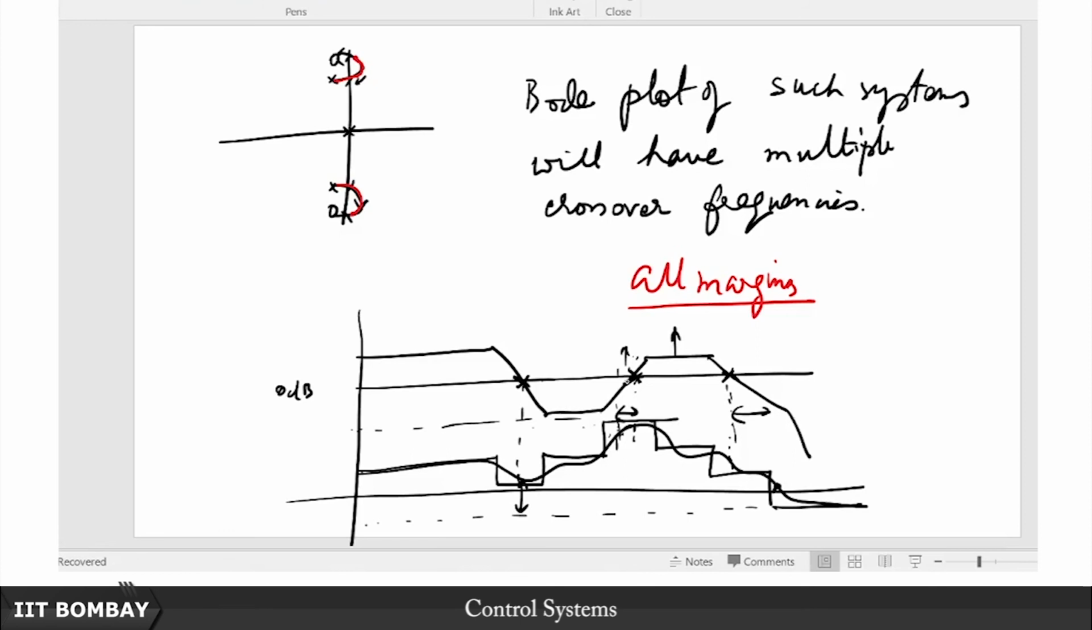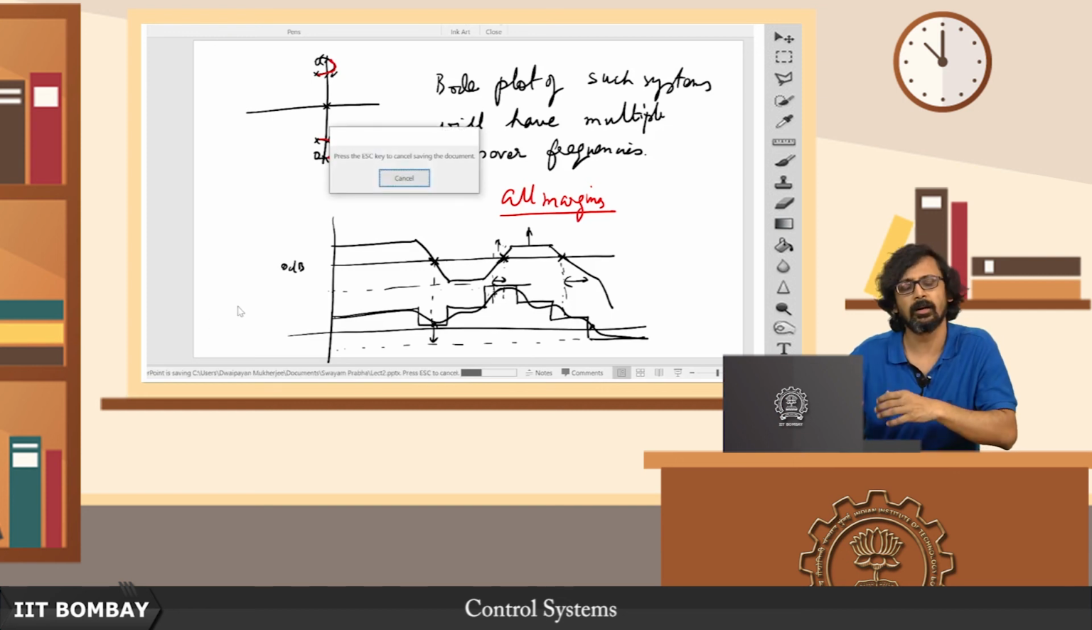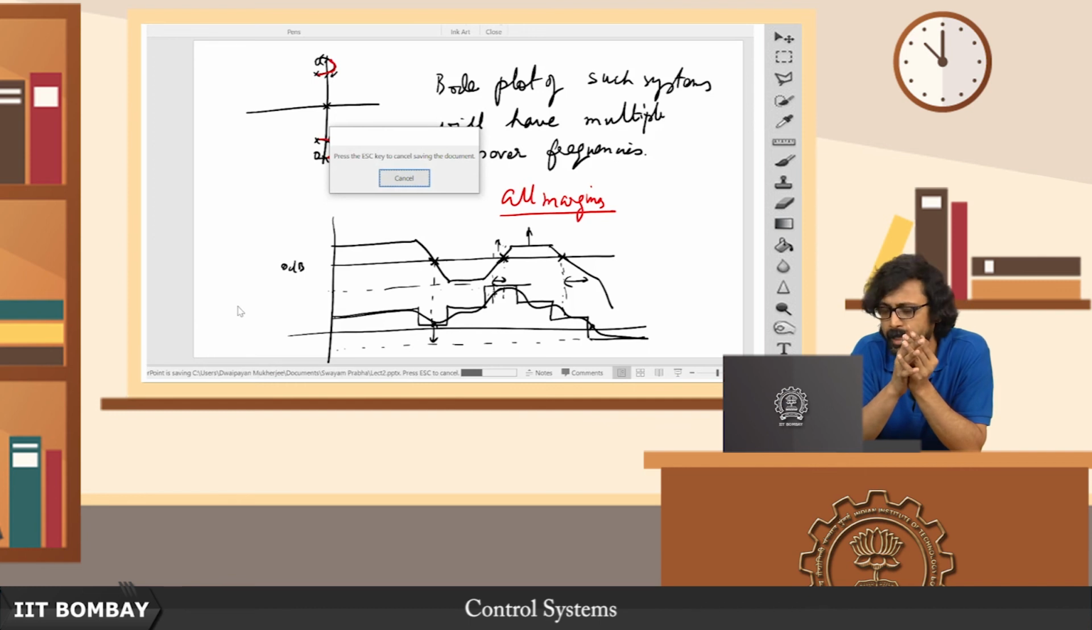So you might have multiple phase crossovers, multiple gain crossovers. So then you have to be very careful in dealing with these sorts of things. So as I said, we will really not deal too much with the controller design in so far as Bode plots are concerned, but I will just give you a quick brief outline, in a very sketchy way rather.